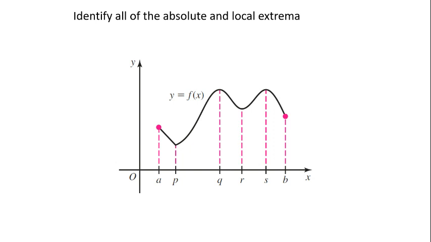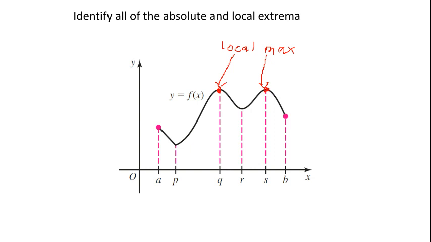So what we're going to do for this next one is take this function, y equals f of x. We're going to identify the absolute extrema, and we are going to identify the local extrema. Let's start with the local extrema. Those are the peaks and valleys, the points that are higher or lower than the ones that are immediately nearby. We'll start with the local maximums. There is a local maximum here at Q, and there is a local maximum here at S. So a local max at Q and a local max at S.